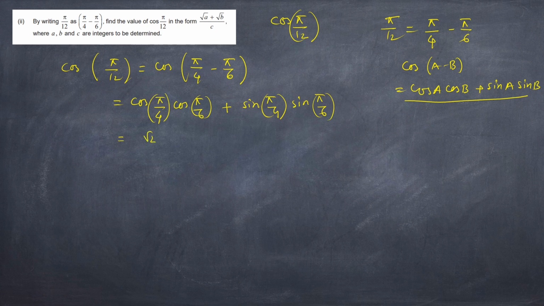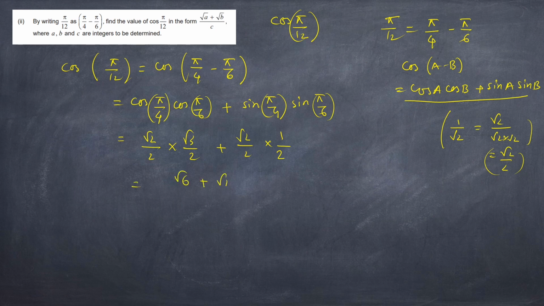So the value of this will be root 2 by 2. We are taking it in this format, it is basically 1 by root 2, so that it will be the same. So we get root 2 by root 2 into root 2, so we are getting root 2 by 2. Just to keep the 2 in the denominator, we have done this modification. So root 2 by 2 into root 3 by 2 plus root 2 by 2 into 1 by 2. So ultimately we are getting root 6 plus root 2 divided by 4. So this is the answer.